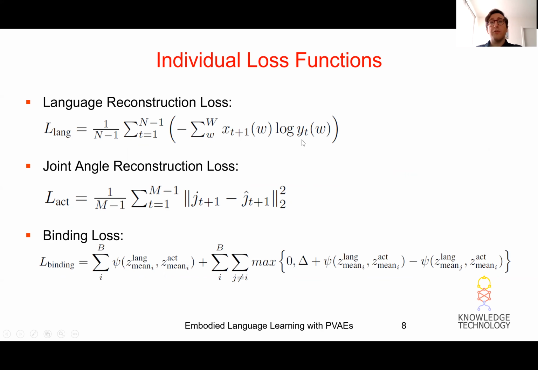For language, we use cross-entropy loss. For joint angular reconstruction, we use Euclidean loss between the predicted and the original joint values. And binding loss is composed of two parts. The first part is to align those paired descriptions with actions, and the second part is to move apart those descriptions from irrelevant actions.